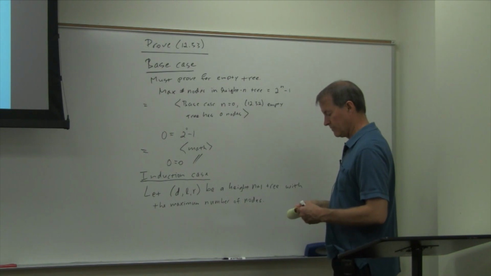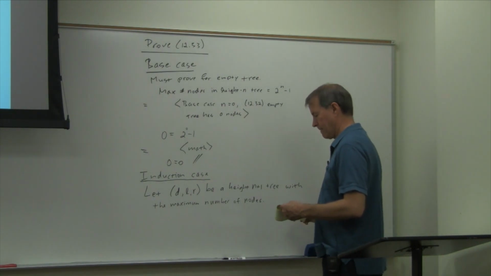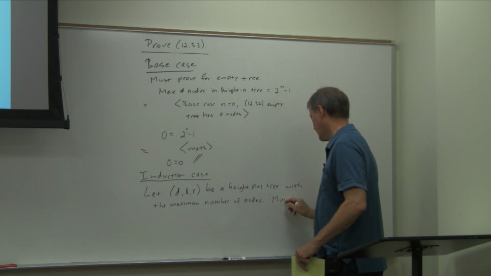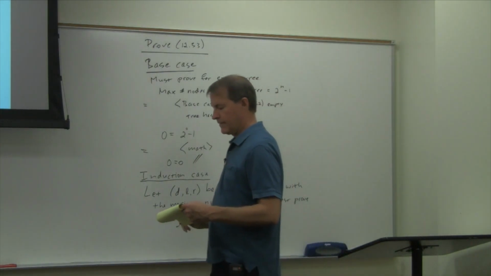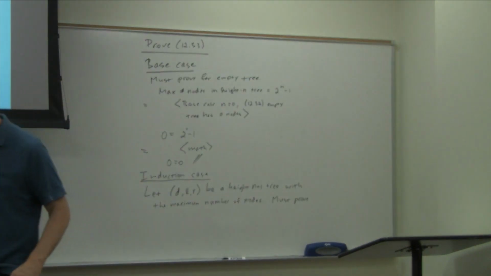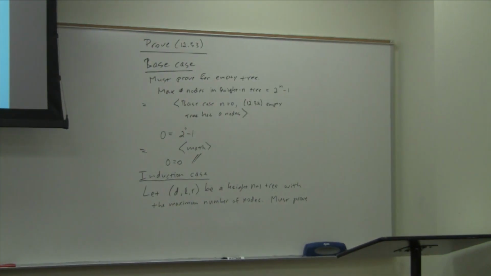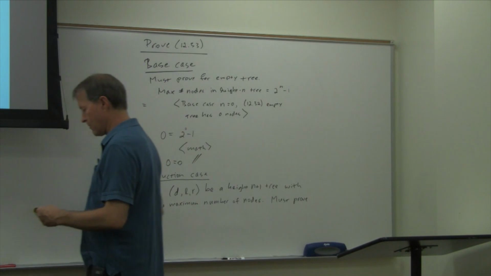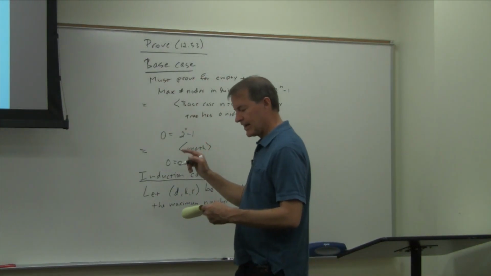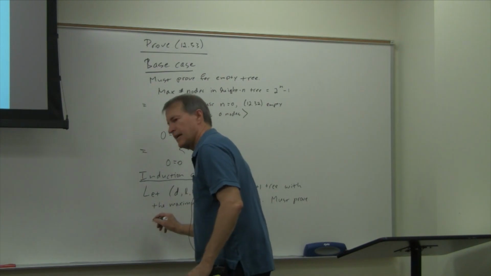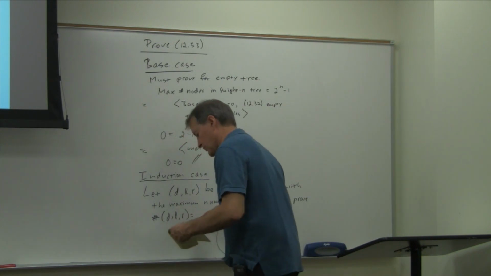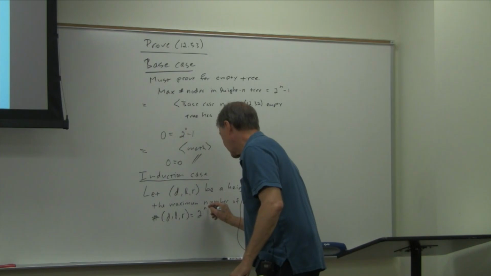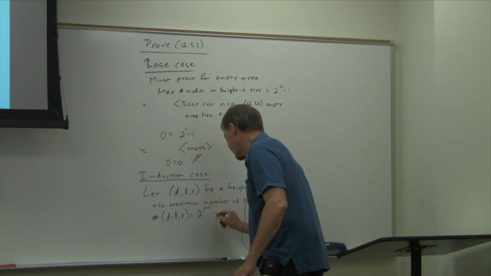And what must we prove? Must prove that DLR has the maximum number of nodes, 2 to the n plus 1 minus 1. Now, pound is the number of nodes, right? Notice in 12.31 pound is the number of nodes. So what must we prove? Must prove pound DLR equals 2 to the n plus 1 minus 1 down here, right?